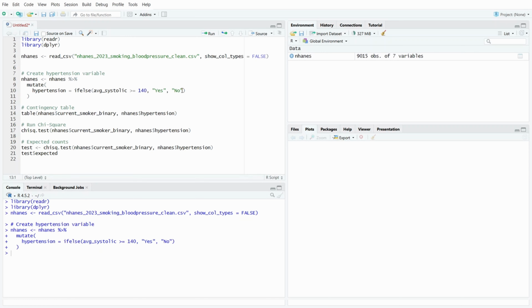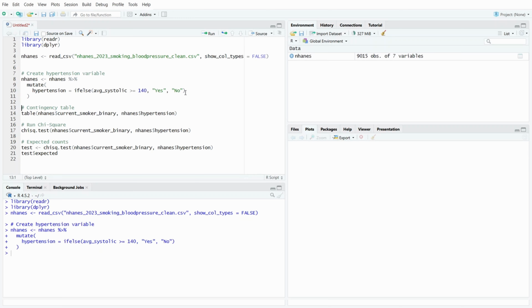Why 140? Well, in public health, systolic blood pressure of 140 millimeters of mercury or higher has traditionally been used as a threshold for diagnosing hypertension in many guidelines. Creating this binary variable makes it easier to compare groups.